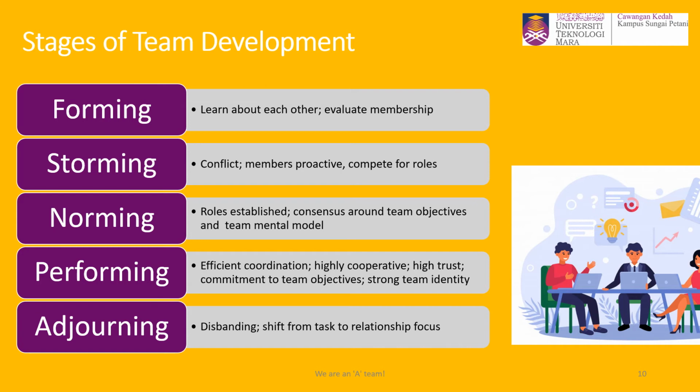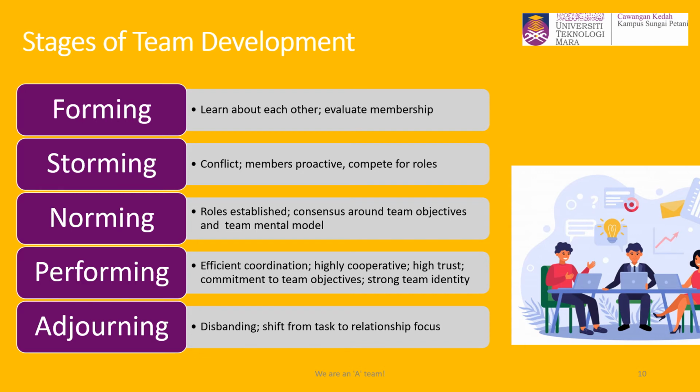The next one is norming. By now, teams have figured out how to work together. There's no more internal competition, and responsibilities and goals are much clearer. Each person works more efficiently because he or she has learned how to share their ideas and listen to feedback while working towards a common goal.